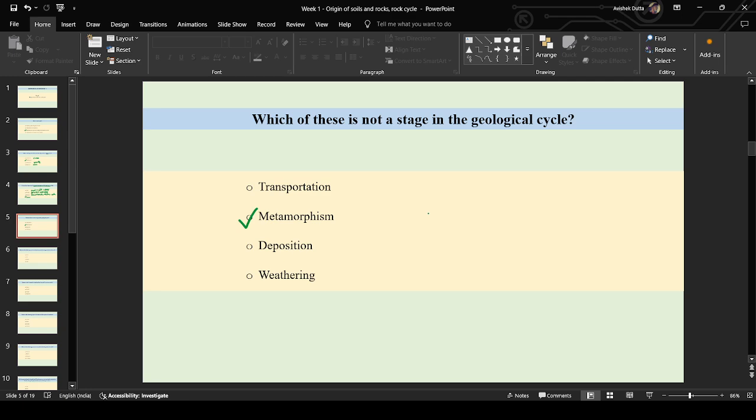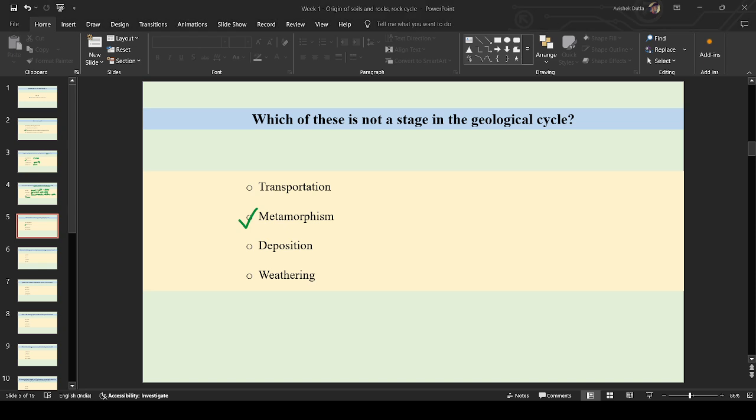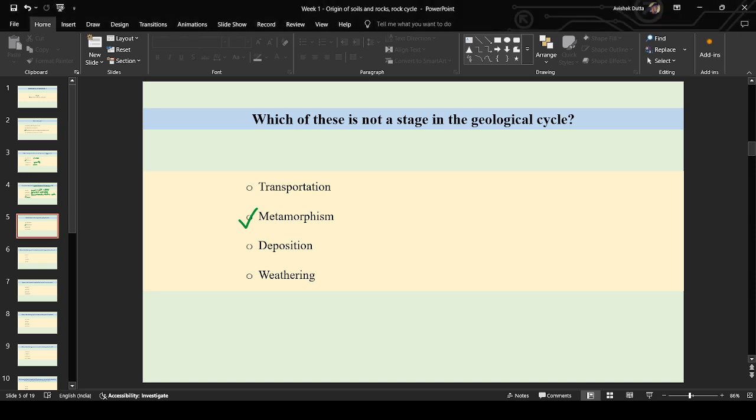What is metamorphism? Some changes in rocks. Yes, changes to the form of rock. Please mute yourself. Yes, it is the change to the form of rock, transformation of the rock's appearance and properties, because of external forces or external influences. That will come later. What are the influences? We have a question dedicated to that. Right now, metamorphism is not a stage in the geological cycle, it is the formation of rock.